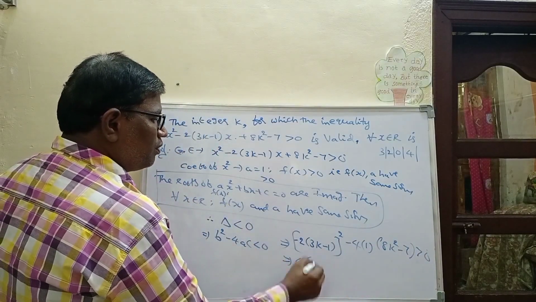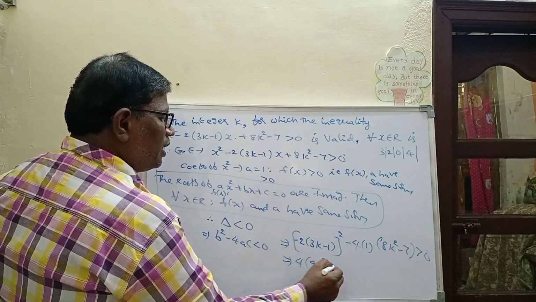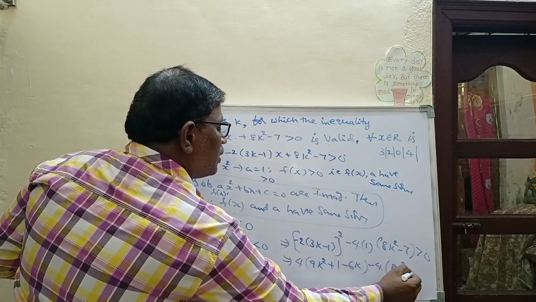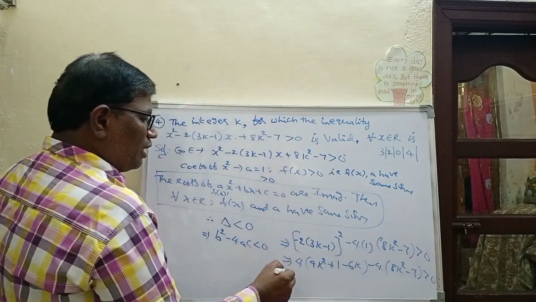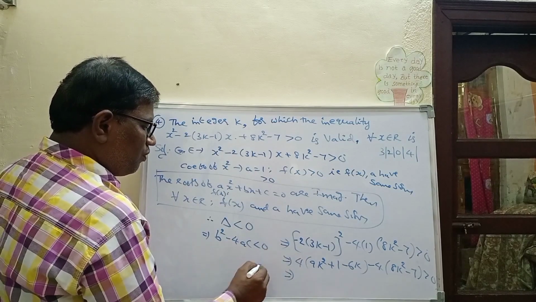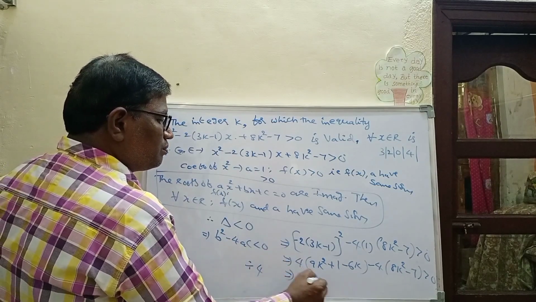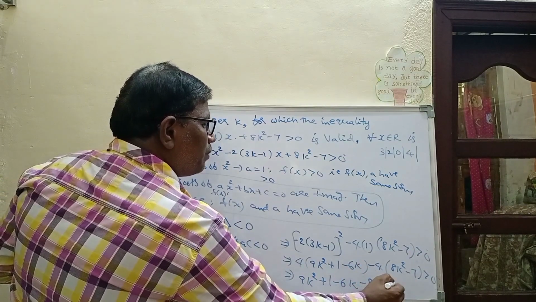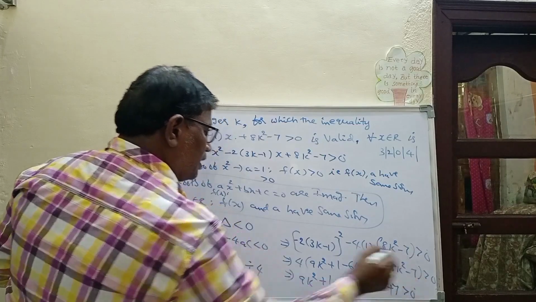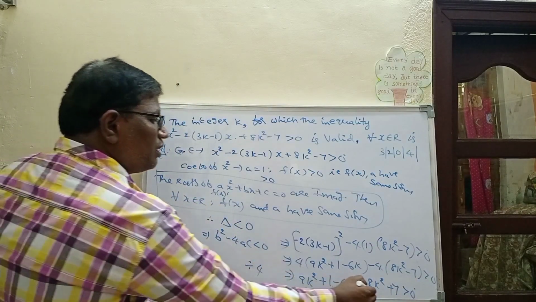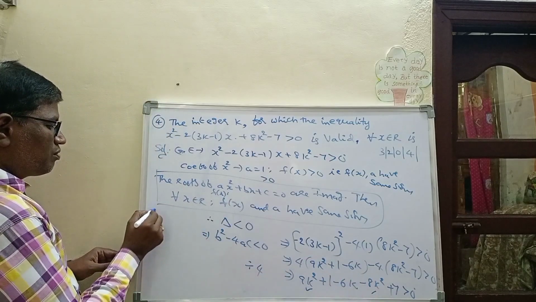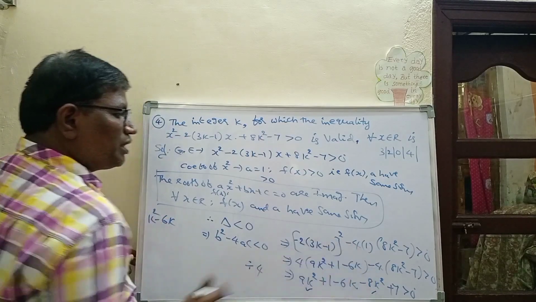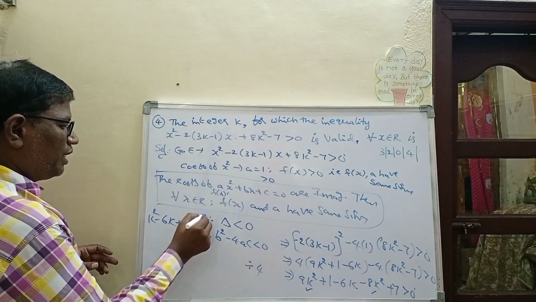Minus 2 whole square means 4. (3k minus 1) whole square means 9k square plus 1 minus 6k, minus 4 into (8k square minus 7), greater than 0. Take 4 common, or divide by 4. Then 9k square plus 1 minus 6k minus 8k square, minus into minus plus 7, is greater than 0. So from this, 9k square minus 8k square is nothing but k square, minus 6k plus 1 plus 7 is nothing but plus 8, greater than 0.